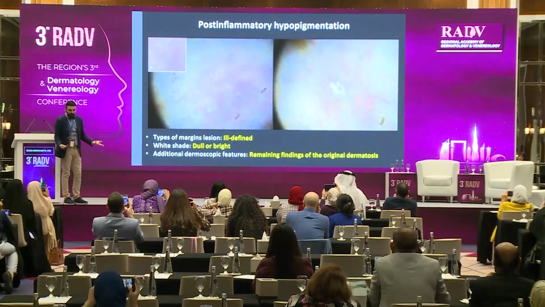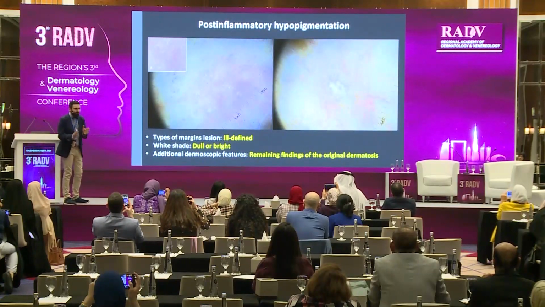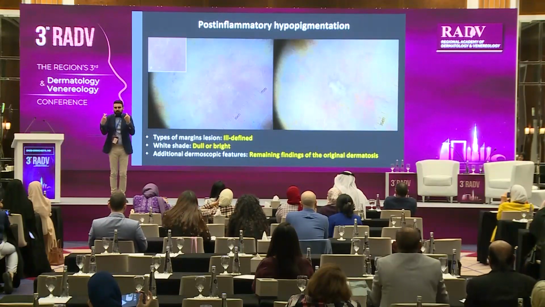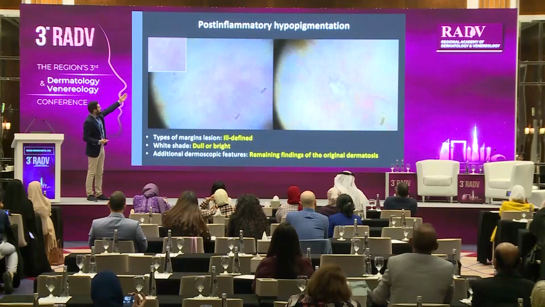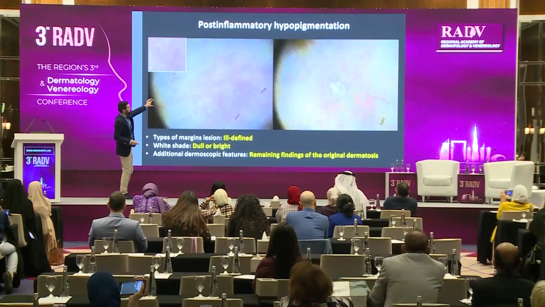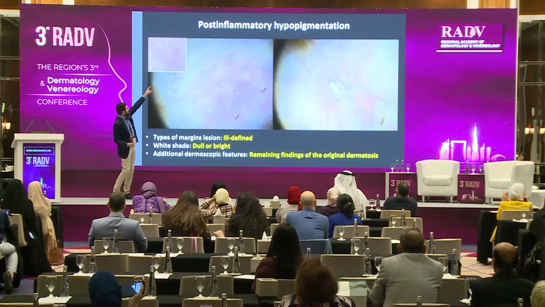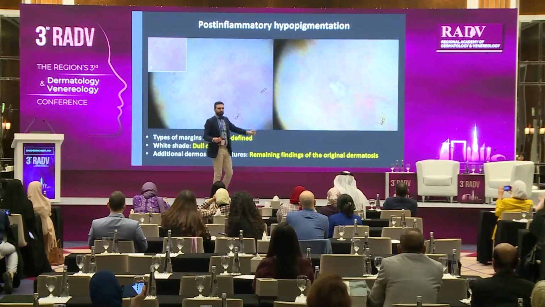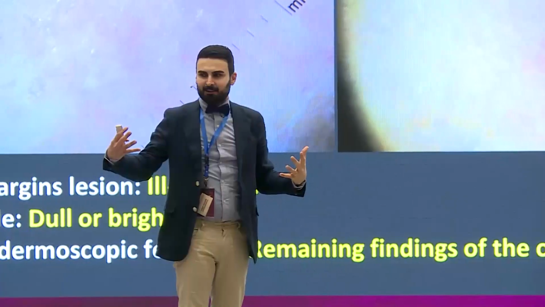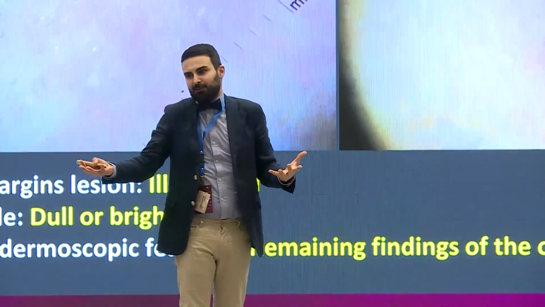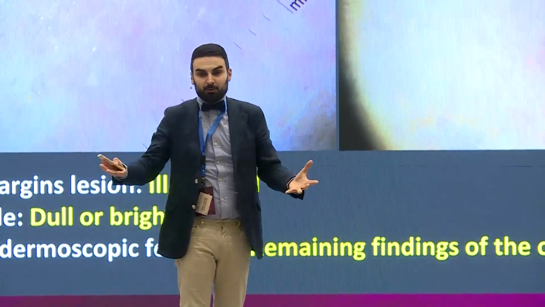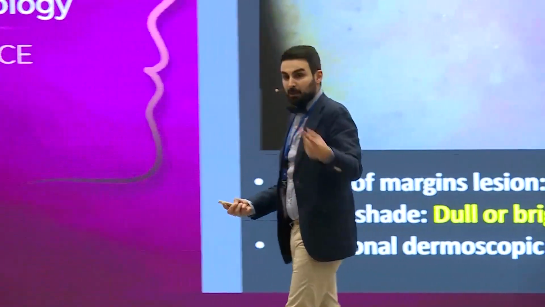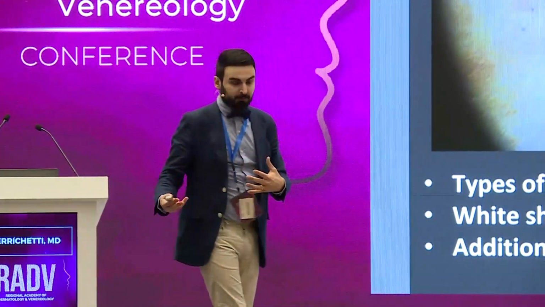Great. Post-inflammatory hypopigmentation. Here, the main clue is the presence of remaining findings of the original dermatosis. For example, what could it be, this? Psoriasis, because we still have uniform dotted vessels. And this one, do you know the white starburst pattern? No, it's an inflammatory condition. So, prurigo nodularis. In prurigo nodularis, we see the white starburst pattern, which remains after the healing of the lesion.